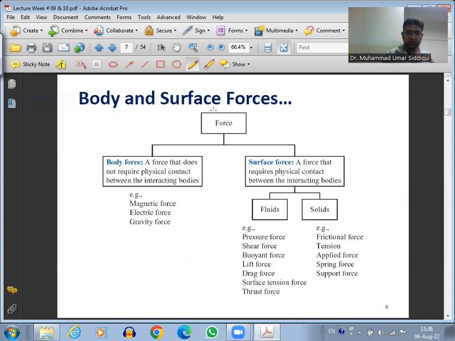So this also mentions the same thing. We have the body force and the surface force. There are a few examples of the body force. Then surface forces could be with fluids or with solids. When we are talking about fluids, it could be pressure force, shear force, buoyant force, lift, drag, surface tension, thrust. When we're talking about solids, there is a friction force between different solids. Then we have tension, applied force, spring force, support force. These are some examples of the forces.